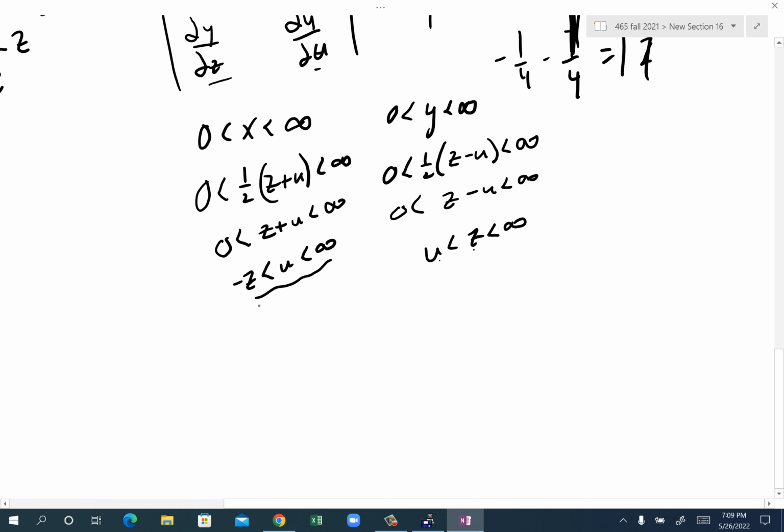This says that u is greater than negative z. This says that u is less than positive z. That means u is bounded between these two. But what is z bounded between? The smallest that z could have ever been, because z was x plus y divided by 2, is 0 plus 0 divided by 2, which is 0. So 0 is less than z is less than infinity.